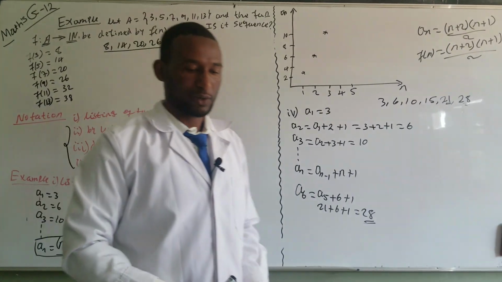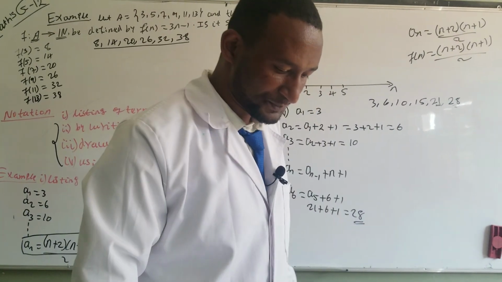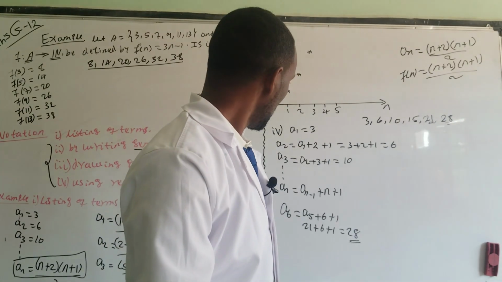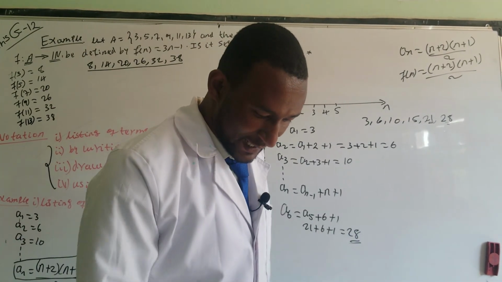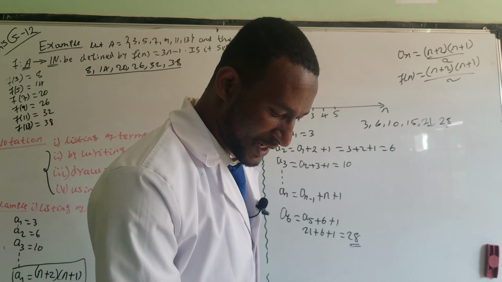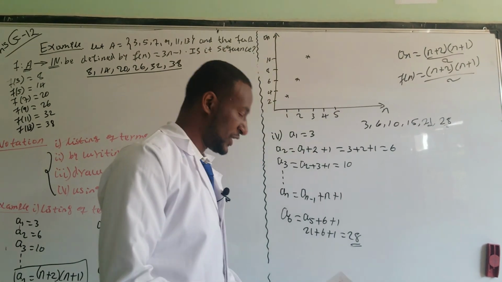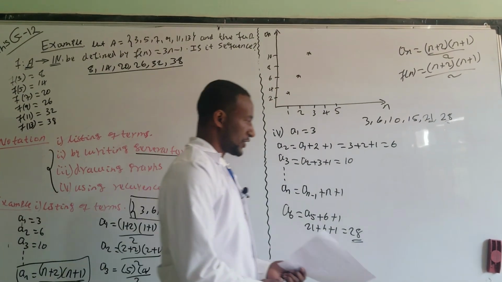For recursive or recurrence relations, the best example is the Fibonacci sequence. Let us see the Fibonacci sequence.